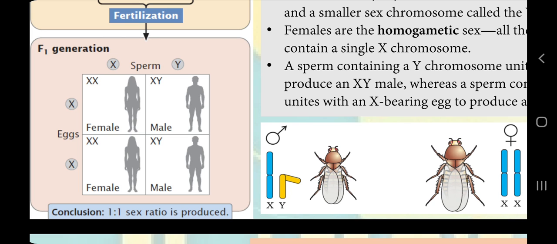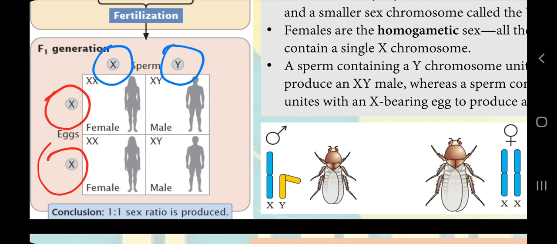and we can put the type of gametes here, female gametes and male gametes. So when these two gametes unite, they will produce a female. When these two gametes unite, they will produce a male. When these two gametes unite, they will again produce a female, and when these two gametes unite, they will produce a male.